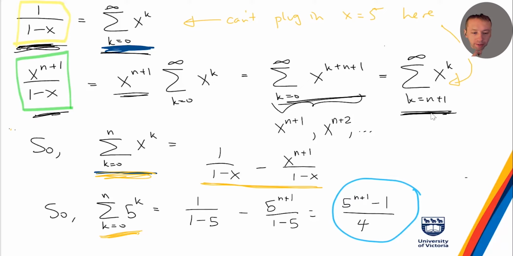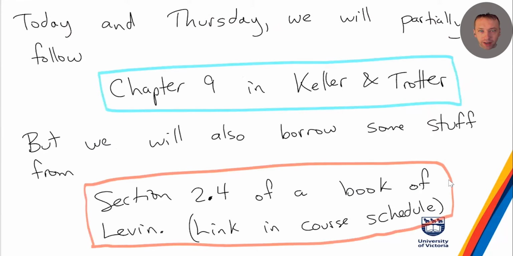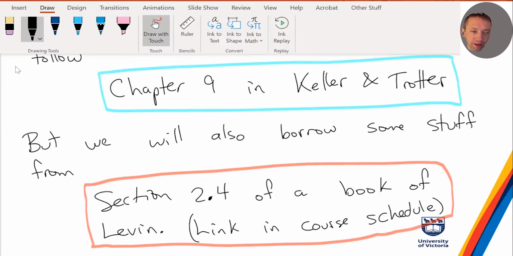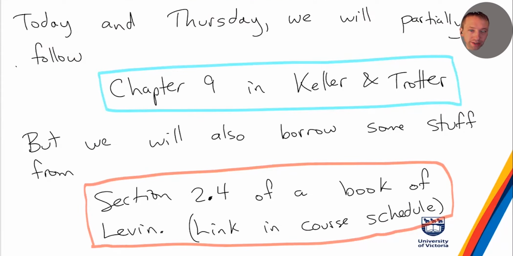Okay. So we're moving on to a topic which is very related to the generating function stuff, but it's a little bit of a different topic. So it's going to be recurrence relations. We're partially following chapter 9 in Keller and Trotter's book. That's the main course textbook.